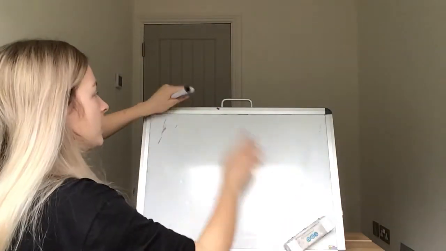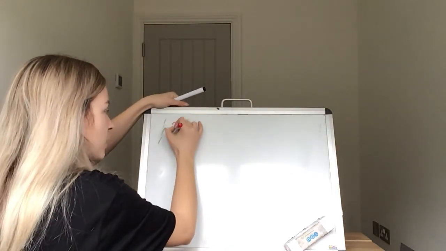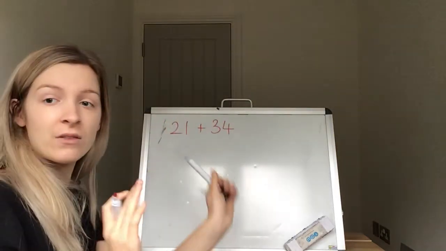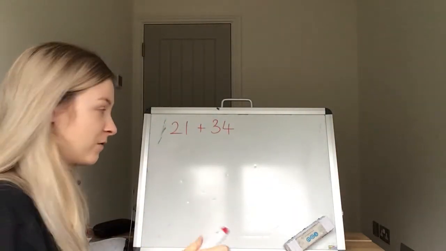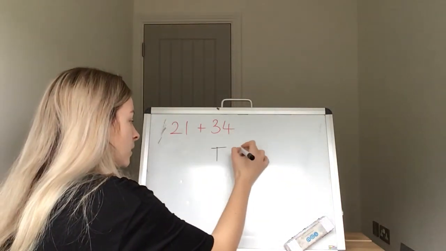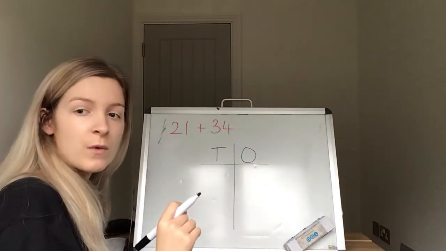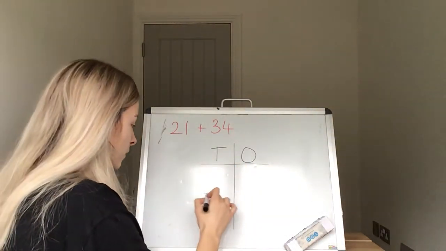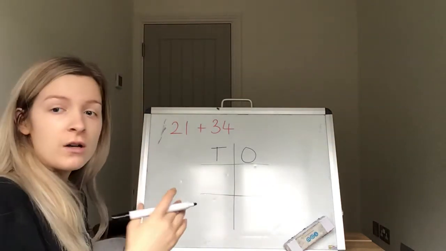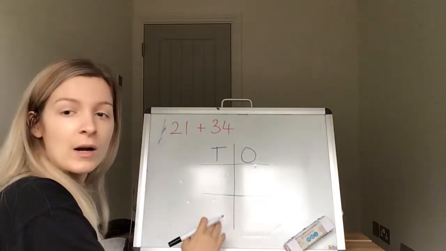Now, let's have a look at 2 addends together. So 21 add 34. Okay, they're the 2 addends I've been given. And I've been given a grid that looks like this. We're just working with 10s and 1s at the moment. Okay, and your task is to put the 2 addends into here in the right places.